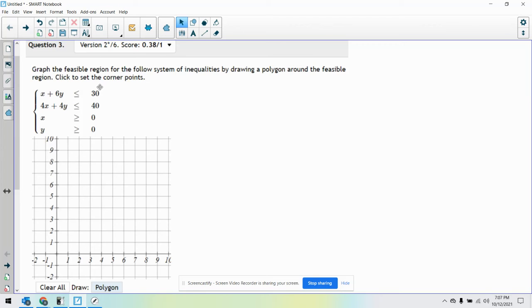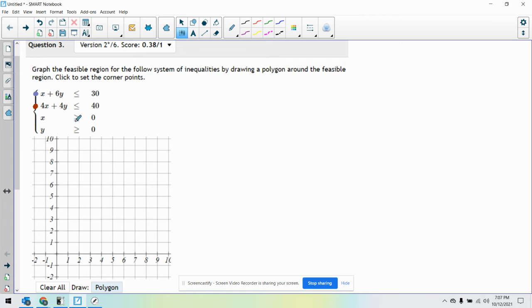Okay, it says graph the feasible region for the following system of inequalities by drawing a polygon around the region. So I'm actually just going to graph the lines on here, and then even though I'll show you at the end how you would just graph the polygon. So I'm going to graph this first line in this bluish gray. I'll graph the second in this maroon color.